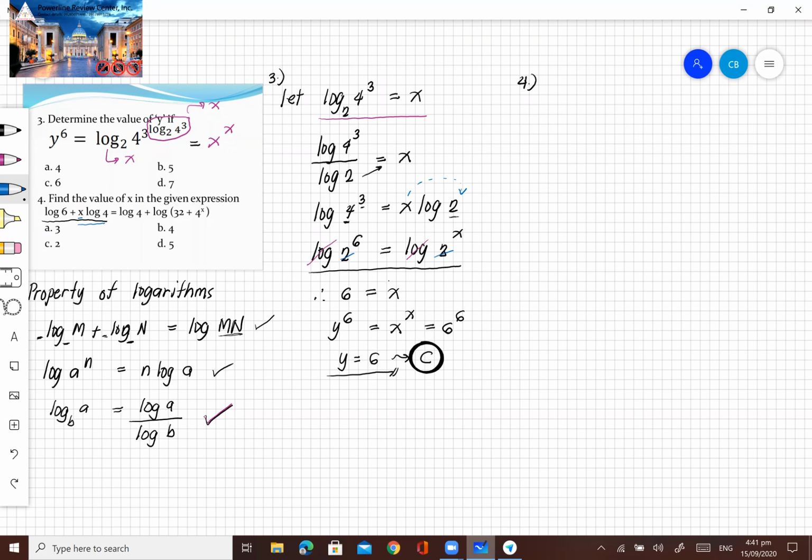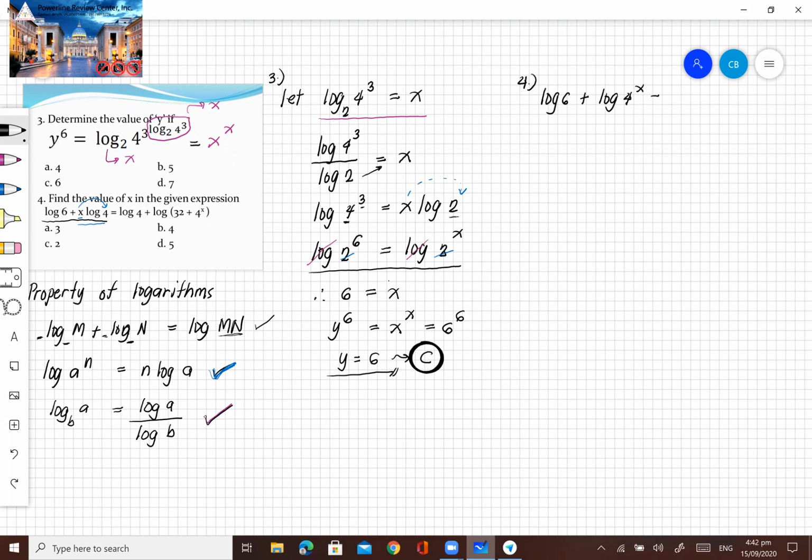We may remove that value of x using the second property. We may use x here as the exponent of what? 4. Pwede nating ilagay yan exponent ng 4. Dahil nandun na sa exponent ng 4, pwede na natin silang pagsamahin. So, ito na ang lalabas doon. So, you have logarithm of 6 plus logarithm of what? 4 raised to x. Ginawa ko na exponent.